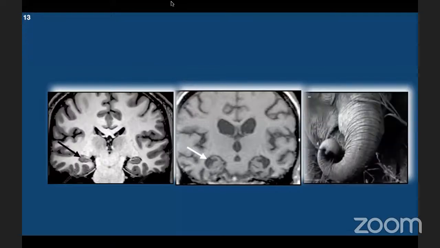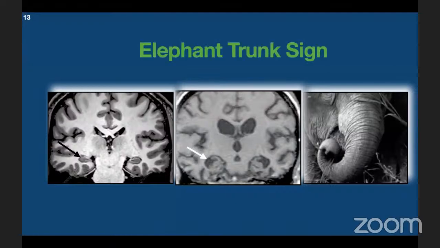This time, can I say that the hippocampus looks like a trunk of an elephant? So it will not be unwise to describe the finding as elephant trunk sign. This sign can also be seen in mesial temporal sclerosis. However, in mesial temporal sclerosis, there is signal change of the hippocampus.